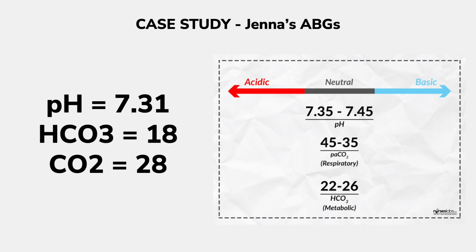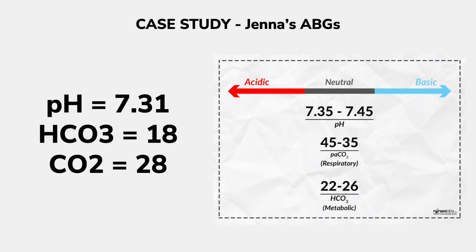So let's walk through this ABG step by step. These are Jenna's ABGs. pH is 7.31. Is it low? Yes, it's low. If it's low, then it's acidic. Bicarb is 18. Okay, so it's a little low still. The kidneys have not started compensating yet, right? CO2 is 28. What's the normal CO2?